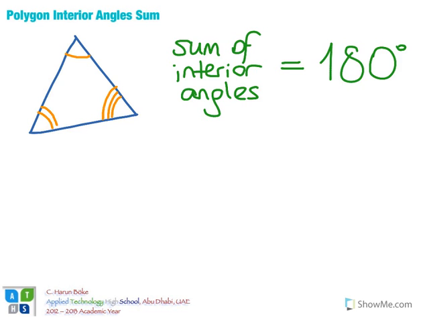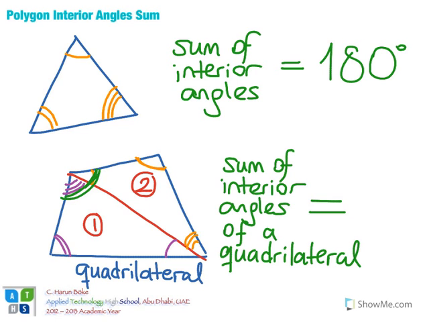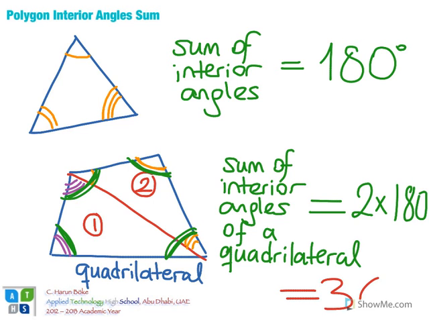To find the sum of interior angles of a quadrilateral, we will first check how many triangles are there in a quadrilateral, which is actually 1, 2. So there are 2 triangles, meaning the sum of interior angles of a quadrilateral is 2 times the sum of interior angles of a triangle, which will give us 360 degrees.